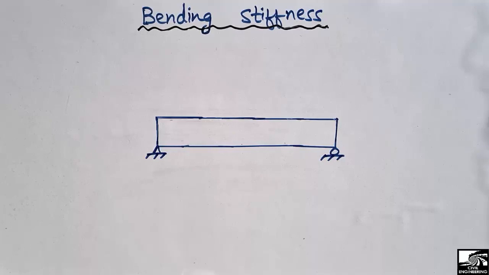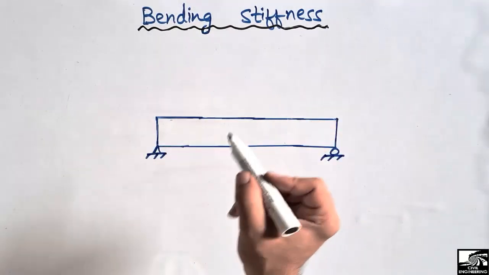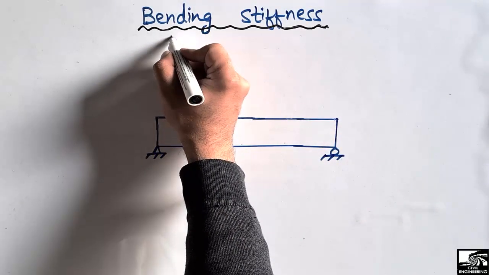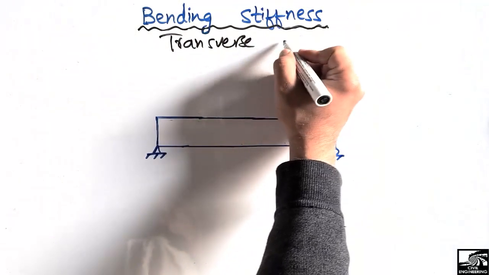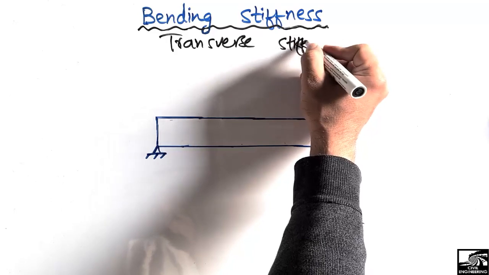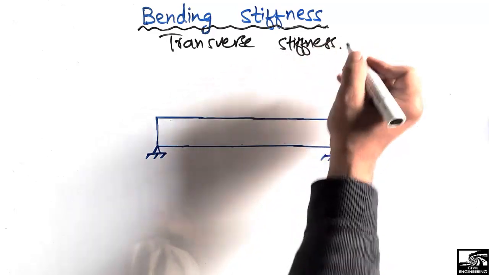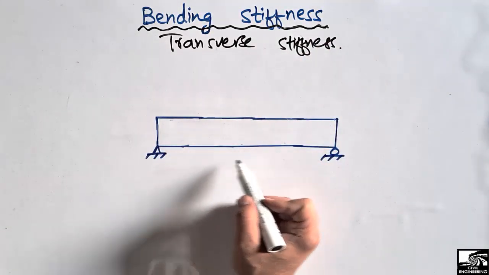Today our lecture is about the bending stiffness. Bending stiffness, also known as the transverse stiffness. I will try to explain this topic with the help of this figure.